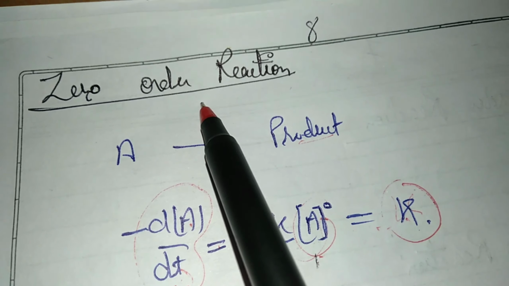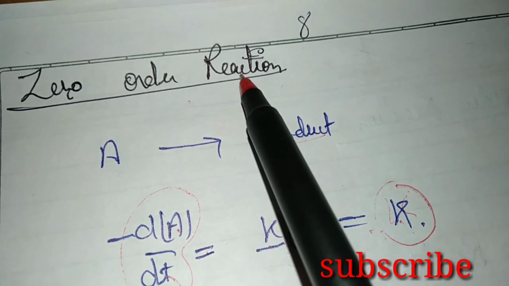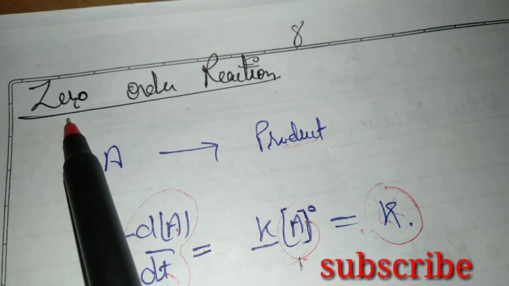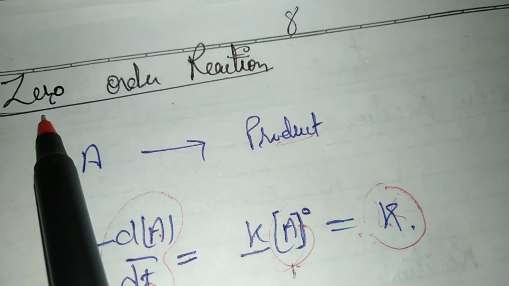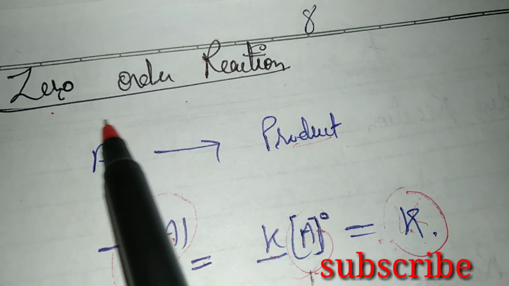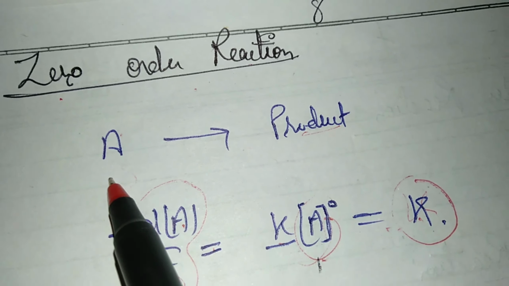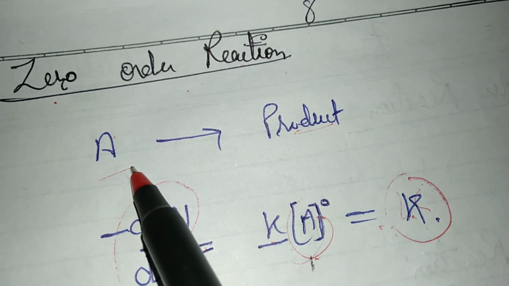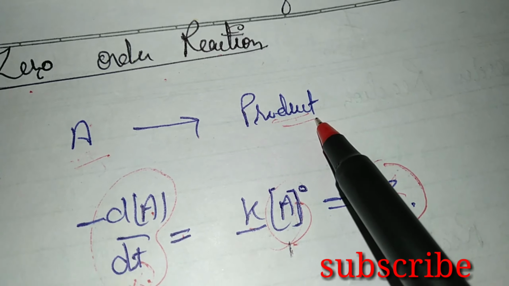Firstly, we will write the rate equation for the zero order reaction. Zero order means the rate of reaction does not depend upon the concentration of the reactant. The rate for the zero order reaction is independent of the concentration. So simply we consider this is the zero order reaction, a reactant converted into the product.